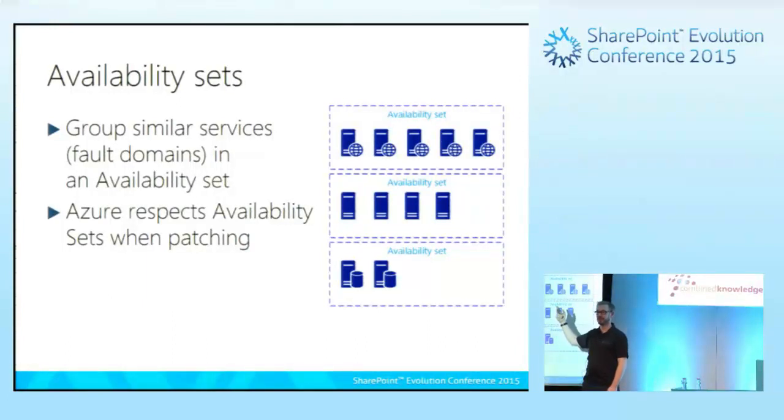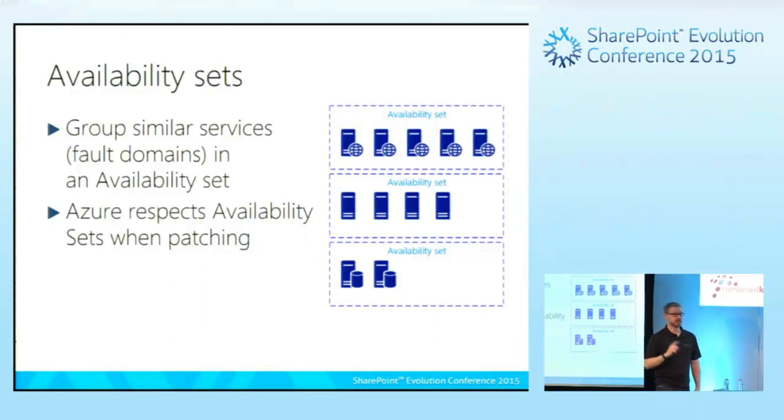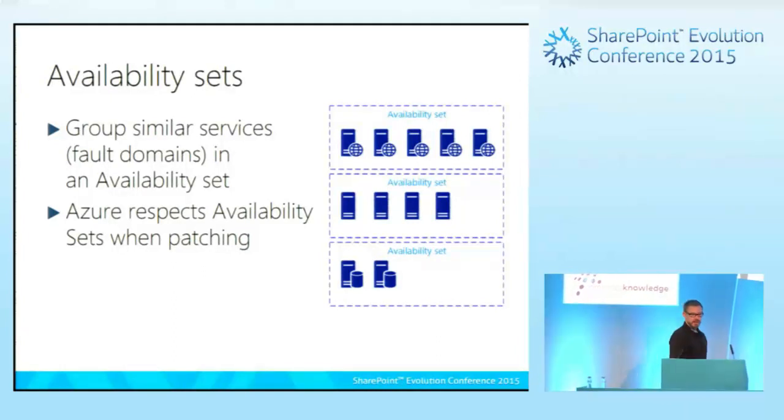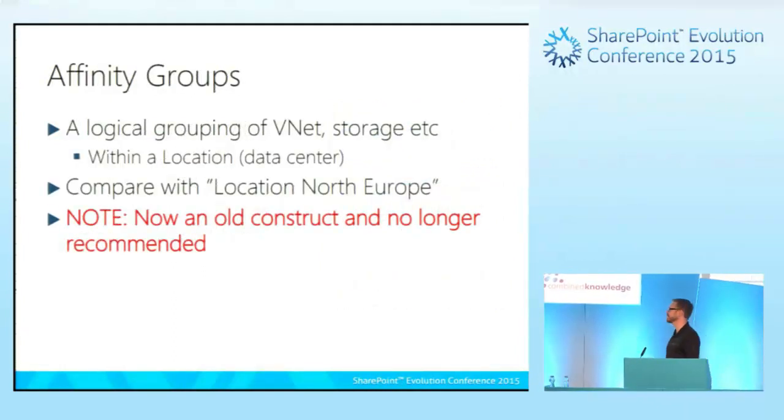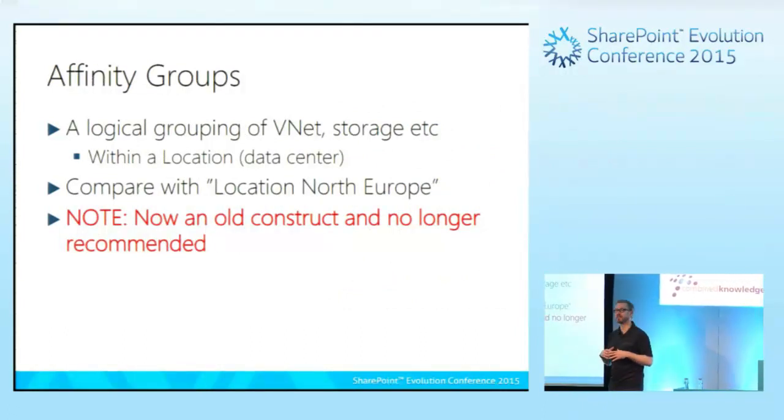So if you're doing production stuff and want to rely on the SLAs and want money back if something goes down, you need to have availability sets with at least 2 machines in each availability set. So this is important. Previously, we had something called Affinity Groups. You can still use that, but it's no longer recommended.